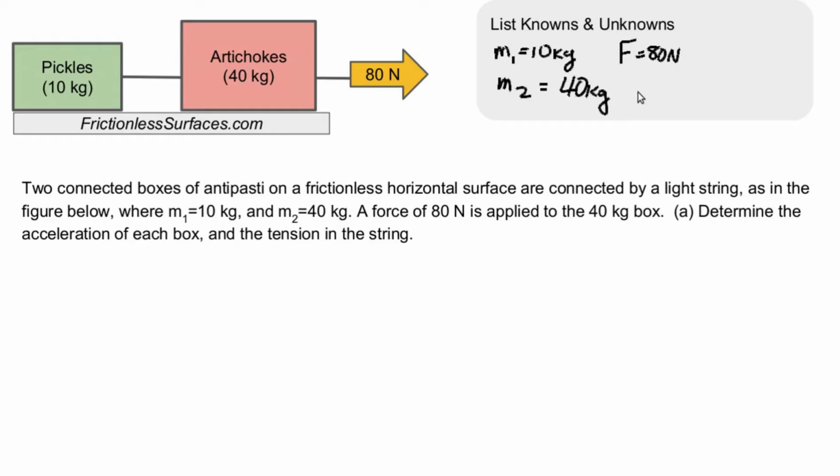And what do I want to know? Determine the acceleration. And I've already said these two are going to have the same acceleration because the string can't stretch. And then what is the tension? Where is that tension? It's here between the boxes. So let's see how to set that up. The first step was list our knowns and unknowns. We have two more steps.